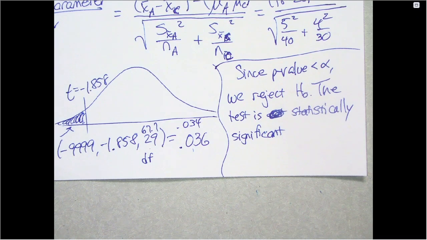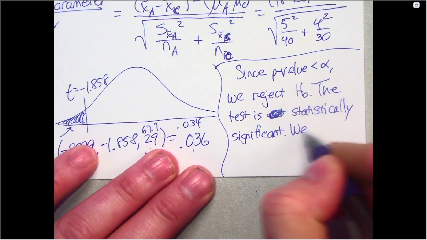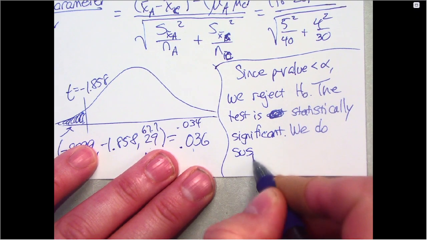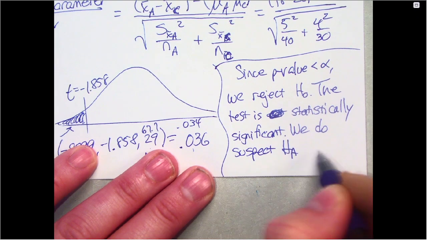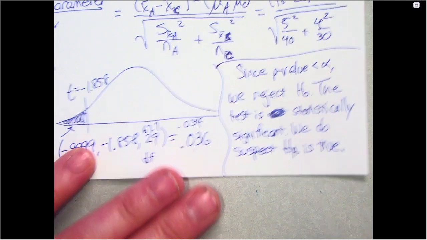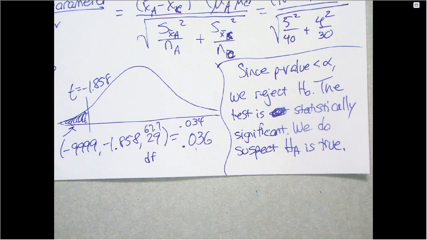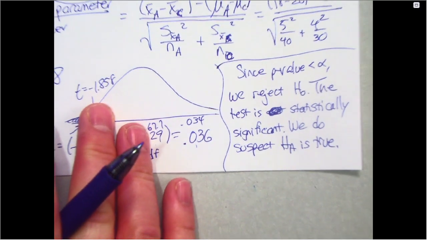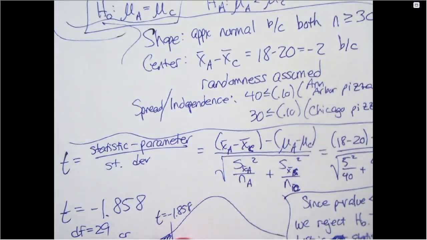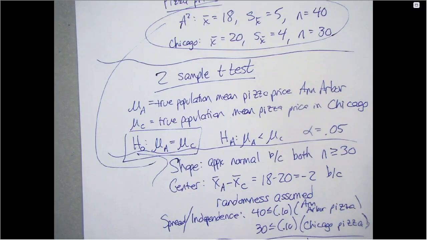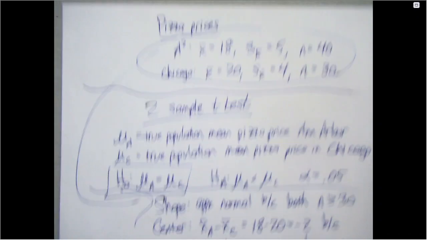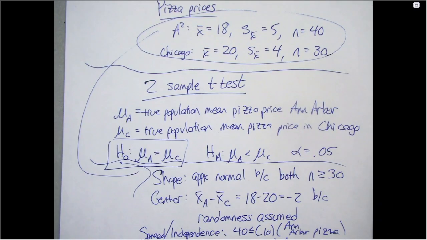But then, we do suspect HA is true. So those prices of our samples were far enough apart to convince me that, yeah, there is a difference. Ann Arbor pizza is cheaper than Chicago pizza, which is probably true. Questions anywhere in there? Top part. That's all you do.